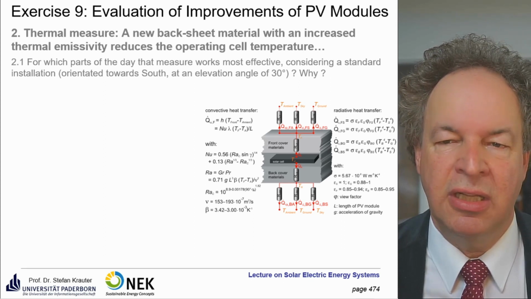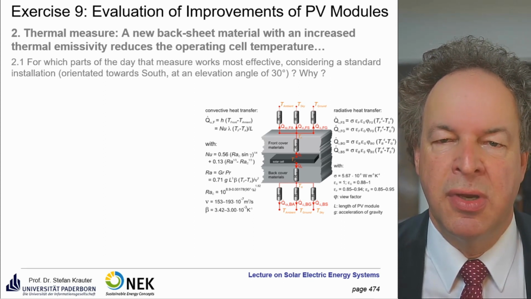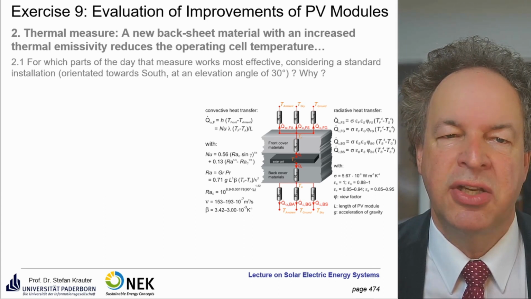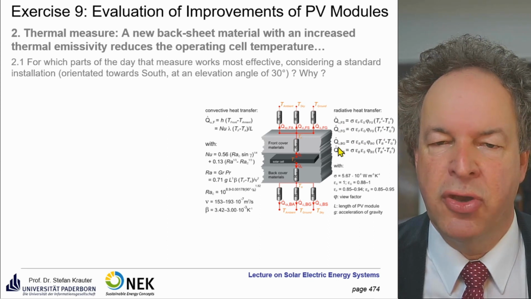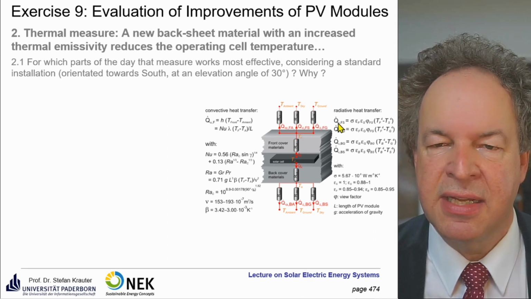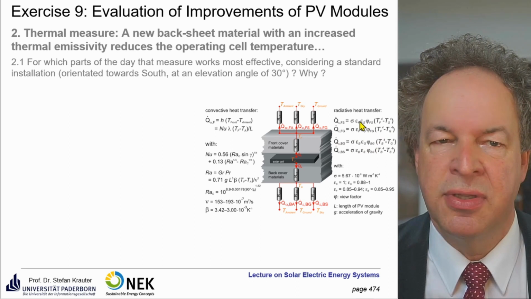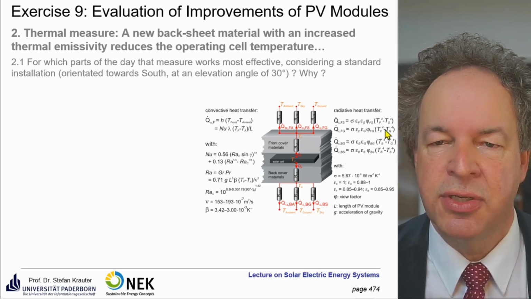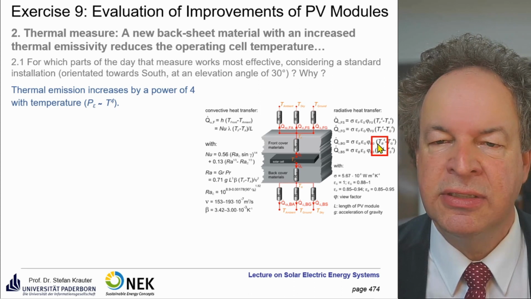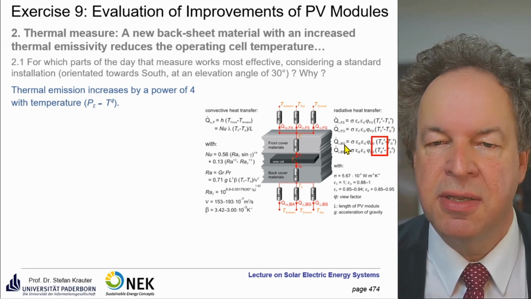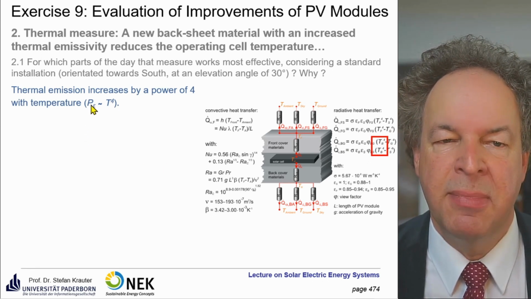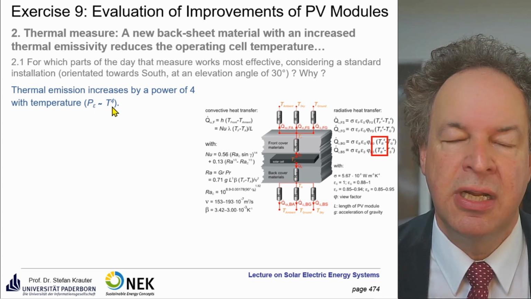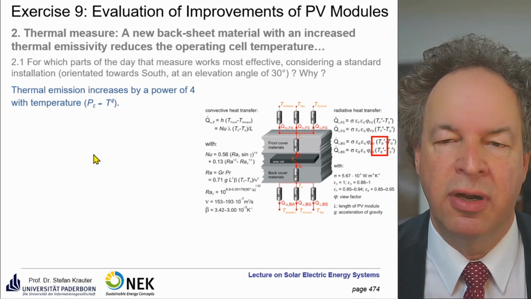Let's go back to our thermal model. We see we have increased thermal emissivity, and from the thermal heat flow we want to increase that, and this surely depends on the thermal emissivity factors, but also mostly on, this is a front sheet, this is a back sheet, and here we see it strongly depends on temperature by a power of 4. So the emissive power is proportional to the fourth power of the temperature.